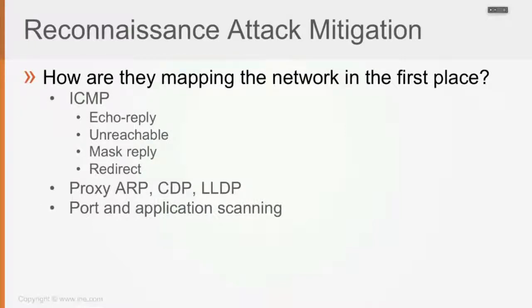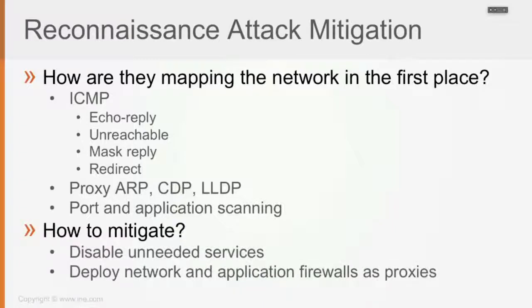How do we mitigate those kinds of attacks? We have to understand how the attacks happen in the first place. The attacker is going to either use some kind of ICMP probes in your network to see which services are reachable, which are not reachable, and how the network is configured to redirect or not to redirect. It can make use of proxy ARP services, CDP or LLDP to gather information about the systems in your network, or of course it can do port and application scanning to identify the operating system and the applications running on specific systems.